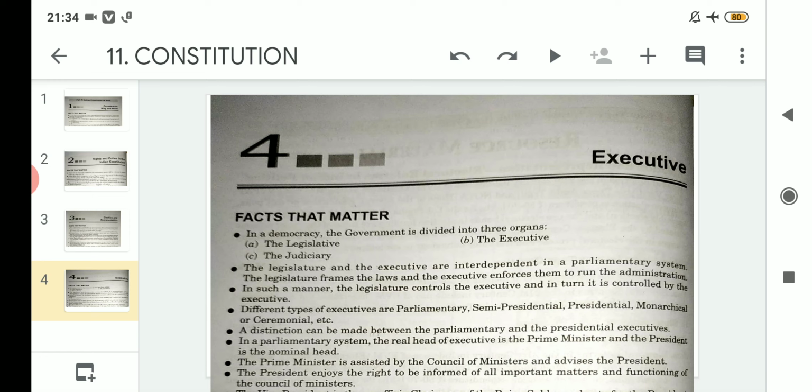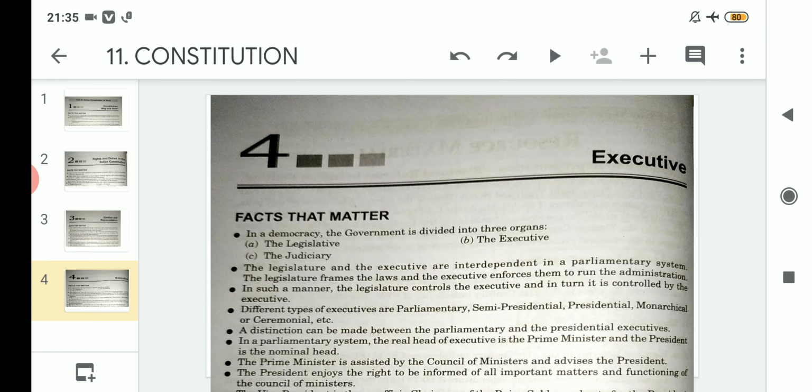A distinction can be made between the parliamentary and the presidential executive. When it comes to the distinction, that means if we have to differentiate between the executives of different countries, the distinction may be made between the parliamentary and presidential executive, because the political system is very different when we compare the parliamentary form of government and the presidential form of government. In that particular scenario only, the executives can be differentiated.